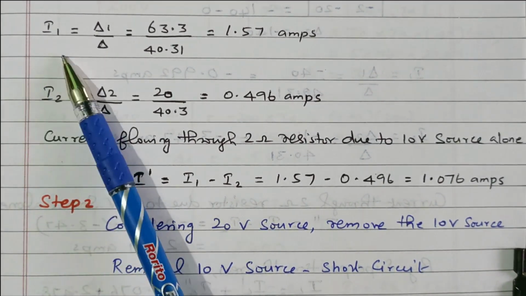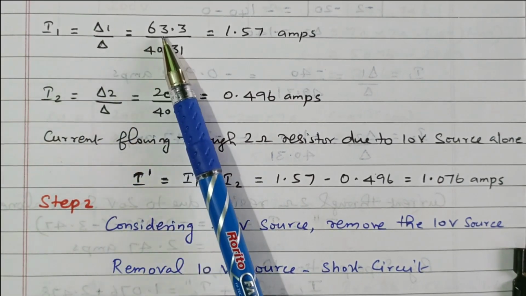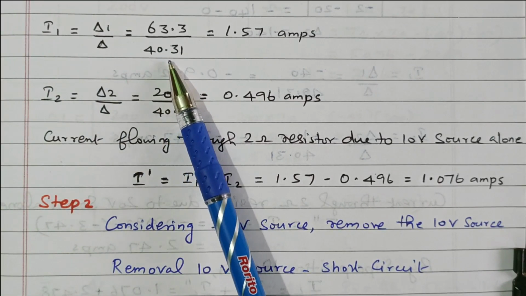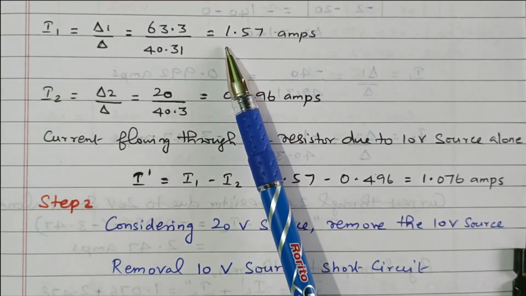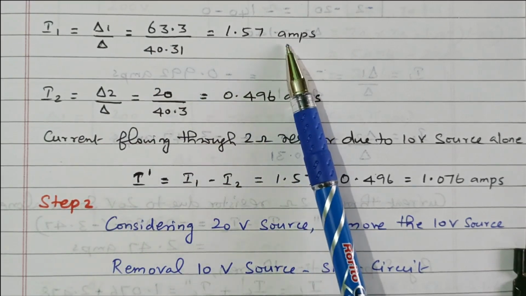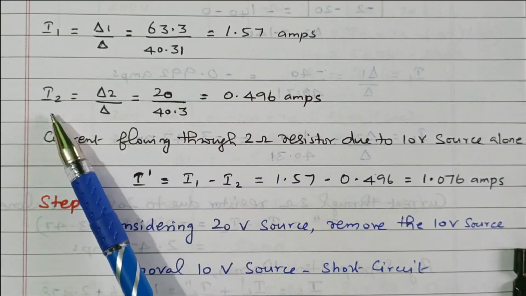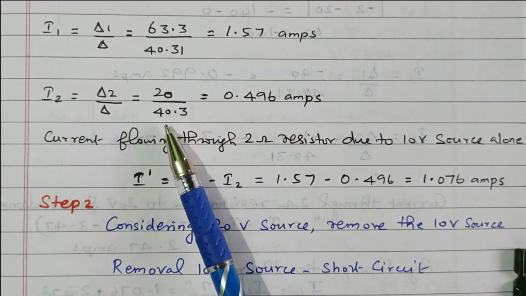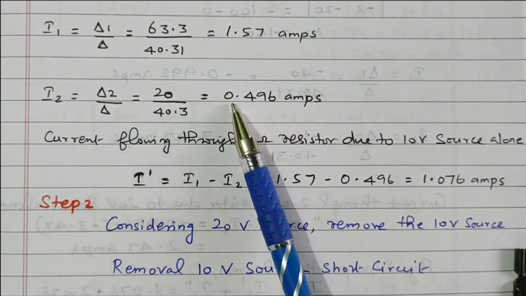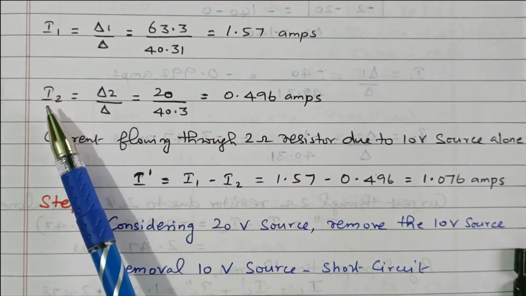So I1 is nothing but delta 1 divided by delta. 63.3 divided by 40.31, the values we just calculated. So it is 1.57 ampere. By dividing this we got 1.57 ampere. Similarly, I2 is delta 2 divided by delta. So 20 divided by 40.3, that is 0.496 ampere. Now we have calculated I1 and I2.